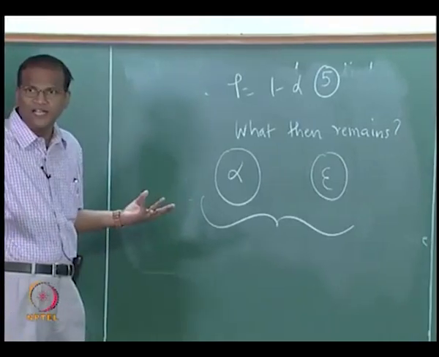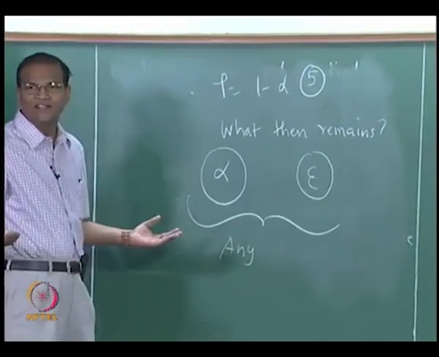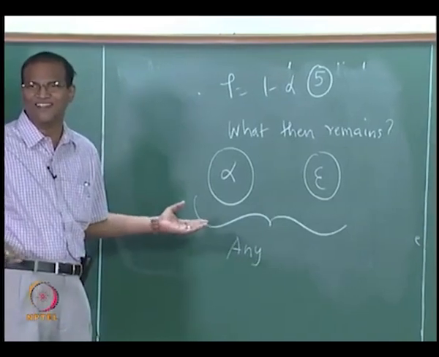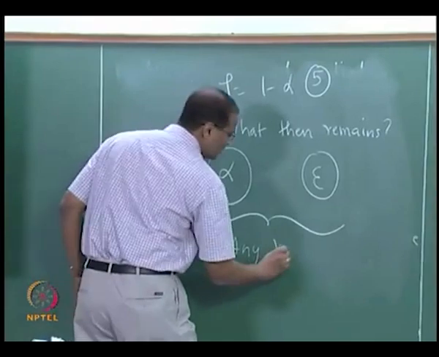Alpha and emissivity, any relationship? Why are you already giving away the climax, who said alpha is equal to emissivity? But that is also only for a special case. Any relationship?